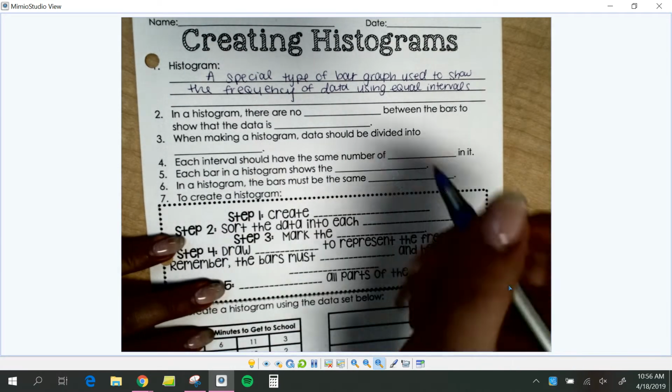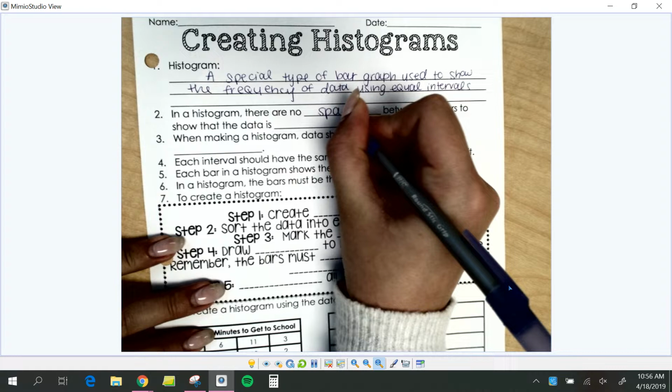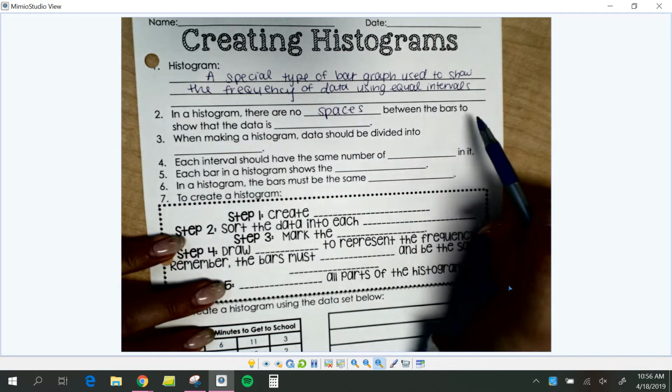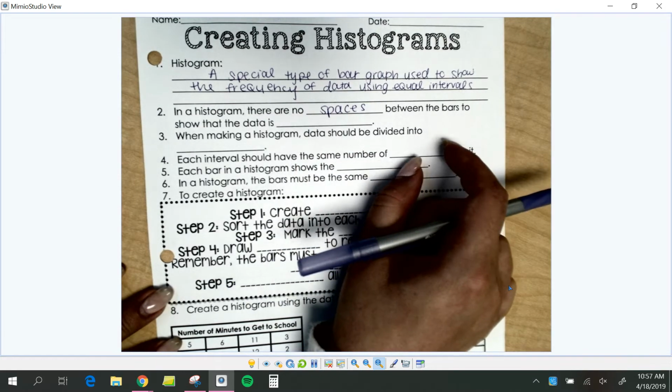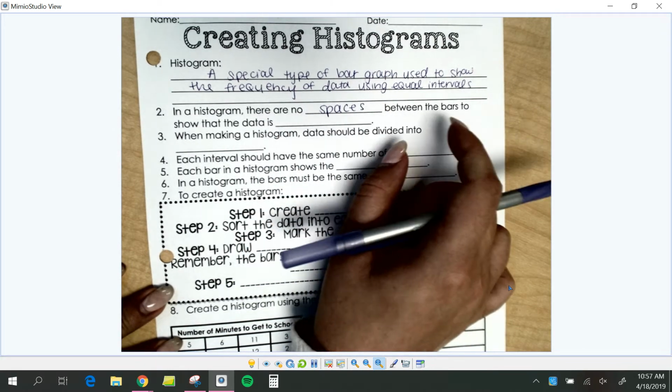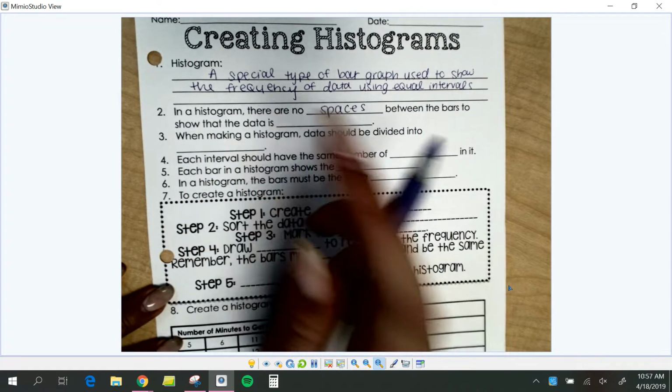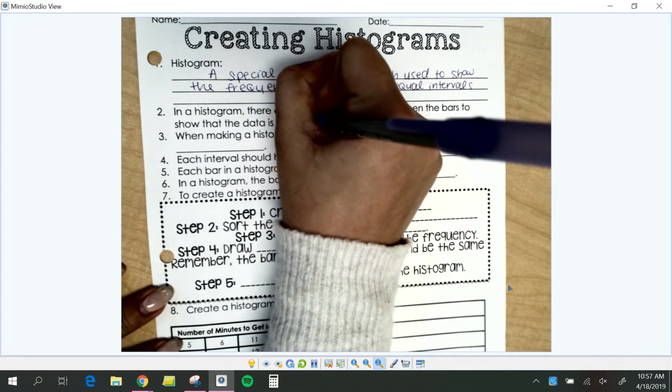In a histogram, there are no spaces between the bars, so that's how it's different from a bar graph. A bar graph has spaces between the bars, but in a histogram, they're all touching to show that the data is continuous.